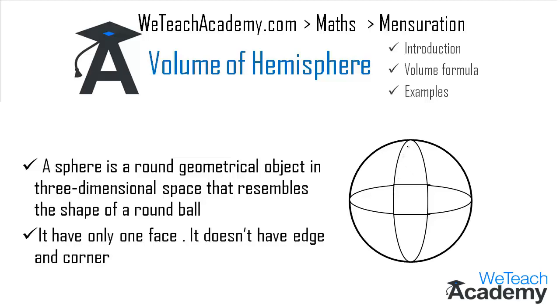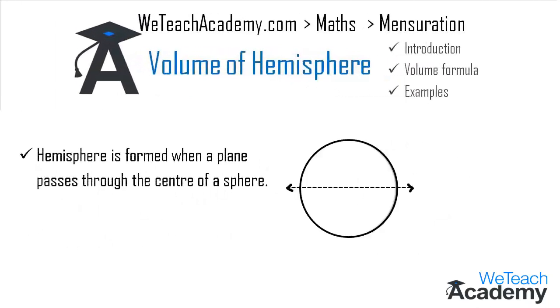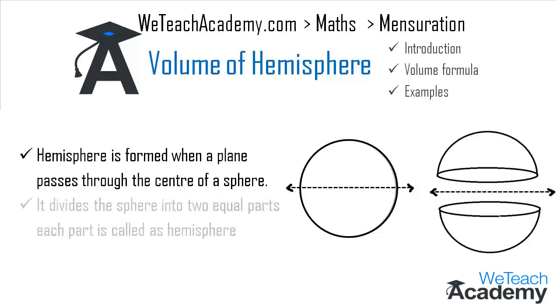And then coming to the hemisphere. A hemisphere is formed when a plane passes through the center of the sphere. Here this is the sphere and the plane which is passing through the center of the sphere. So this plane divides the sphere into 2 equal parts, and each part is called a hemisphere.